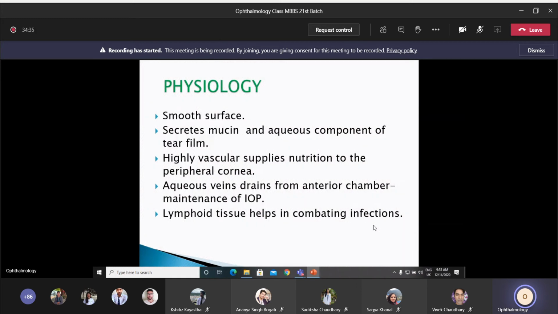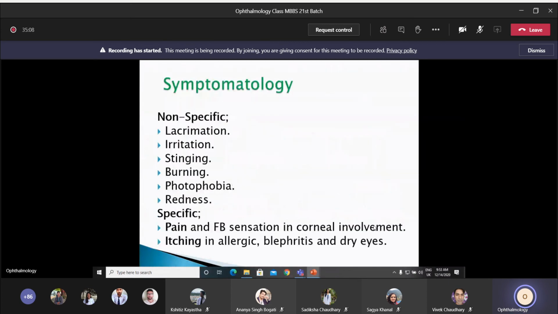So you'll have to remember about the smooth surface, how it helps in proper spreading of the tear film. And since it contains goblet cells and accessory lacrimal glands, that's responsible for the mucin and aqueous component of the tear film. Then you have to remember about the supply to the peripheral cornea, and that aqueous veins drain from the anterior chamber. That's important for maintenance of IOP, and the lymphoid tissue helps in combating infections. Okay, so that's about the physiology.